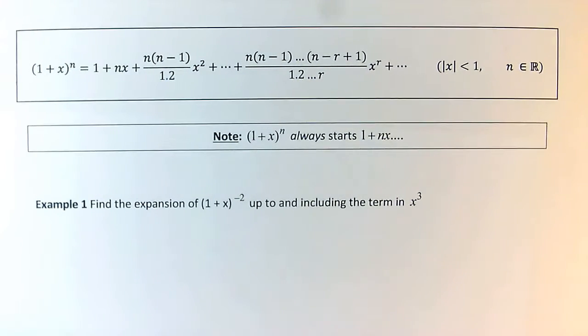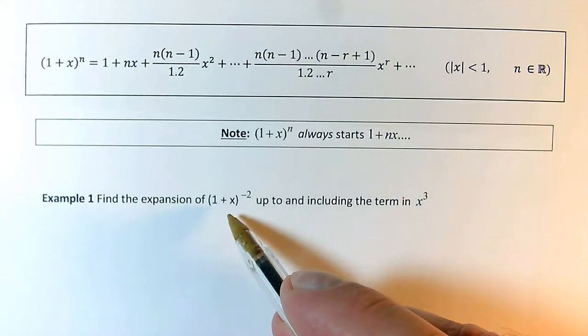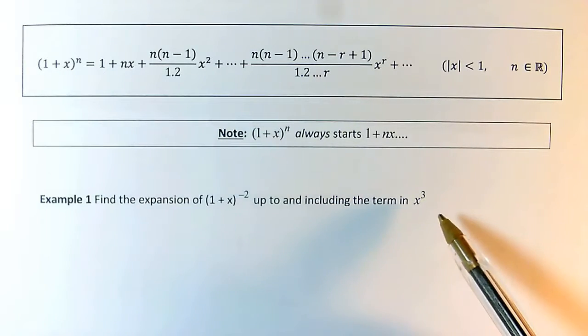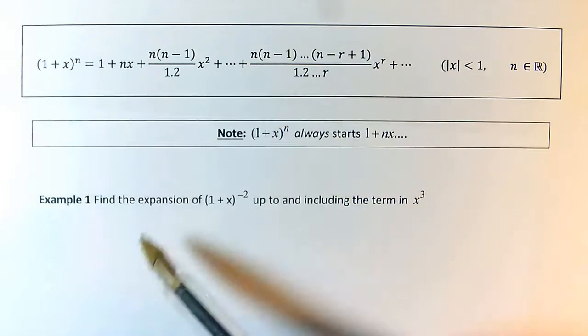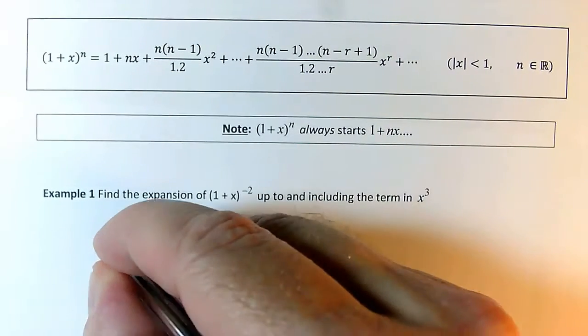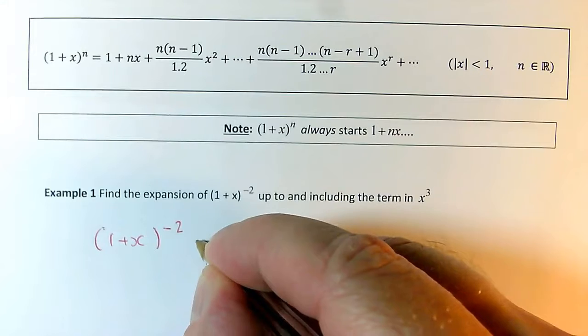Okay, and in fact the first example is about as easy as it gets, because I've got 1 and I've just got a plain x here. So all I'm going to do is apply this formula. I've got to go up to x cubed. This formula takes me as far as x squared, after which I've got to spot the pattern for myself. But we always start with 1. So 1 plus x to the power of minus 2.